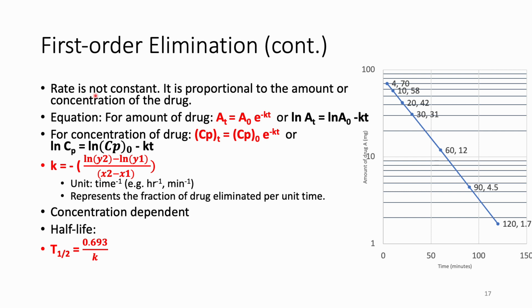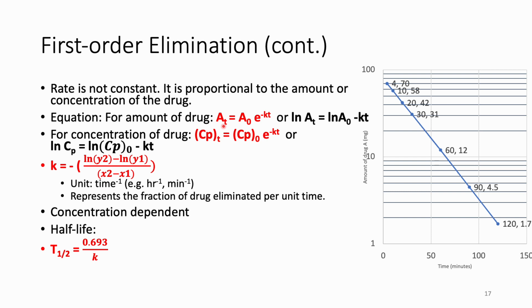Again, for first order kinetics, the rate is not constant. It's proportional to the amount or concentration of the drug. The equation for the amount of drug at any time t is At equals A0 times exponential minus Kt. Or if you want to use another equation, you can do natural log of At equals natural log of A0 minus Kt. But I always use the first equation because it gives me the value of A straight. So I usually follow this equation.